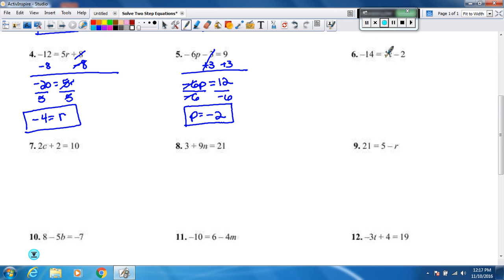Take your finger and cover up the letter. Got to get rid of a negative 2. The opposite of negative 2 is positive 2. Put that on both sides. So negative 14 plus 2, that's like saying 2 take away 14, is negative 12 equals, bring down the 4x, opposites cancel. This is 4 times x, so the opposite of times is divide. I'm going to divide both sides by 4. Negative 12 divided by 4 is negative 3 equals x.